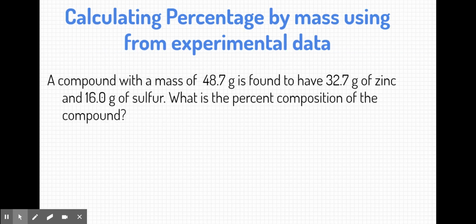If we carry out an experiment carefully, we can get masses of individual elements that make up a compound, and then also have the mass of a compound in total. This will be a useful tool for us in determining the composition of a compound and the formula of a compound. Take a look at this example, and then we're going to go to the whiteboard and solve this problem.